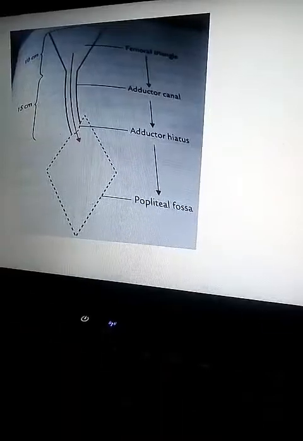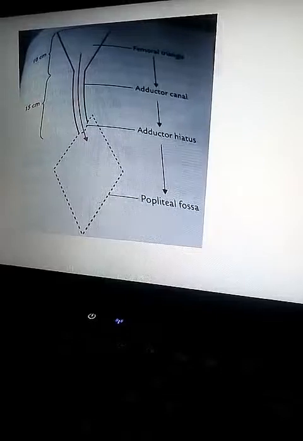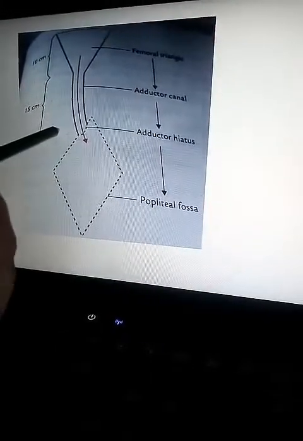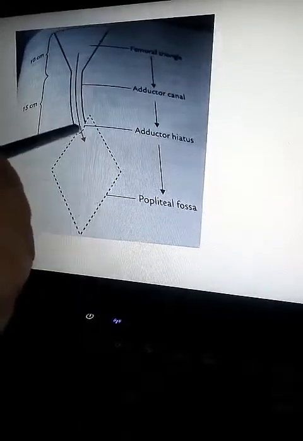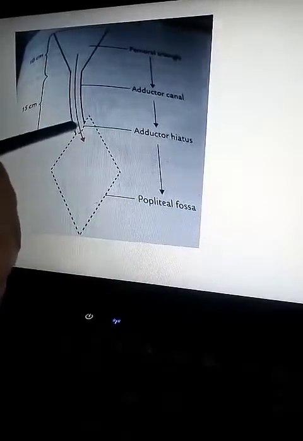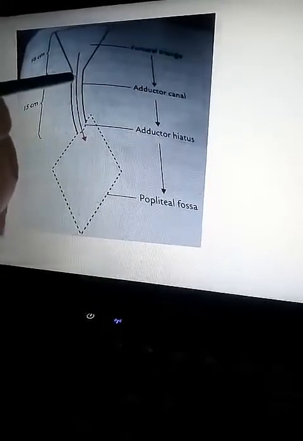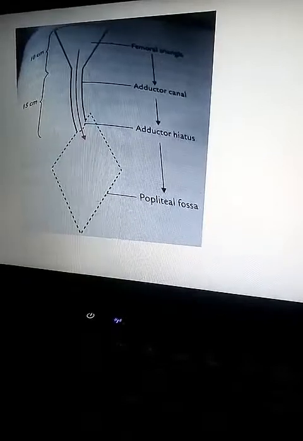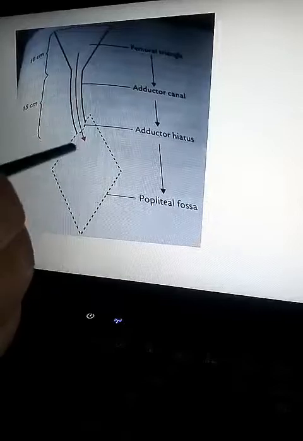Now, what is adductor canal? Adductor canal is also known as the subsartorial canal or Hunter's canal. It is an intermuscular tunnel situated on the medial side of the middle one-third of the thigh. It extends from the apex of the femoral triangle above to the tendinous opening in the adductor magnus below. It provides passage to the femoral vessels from the femoral triangle to the popliteal fossa.